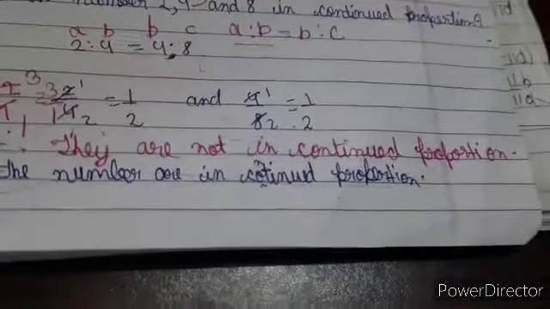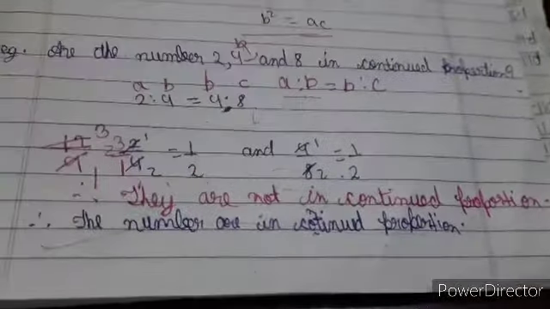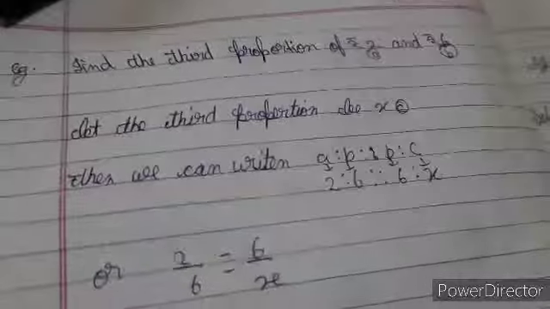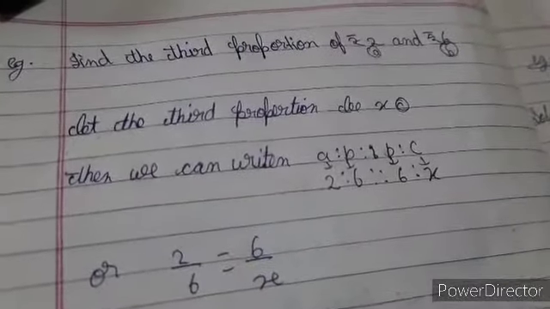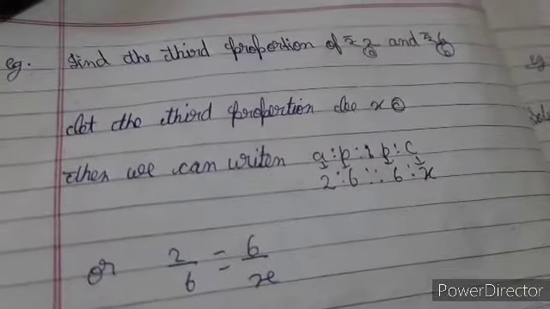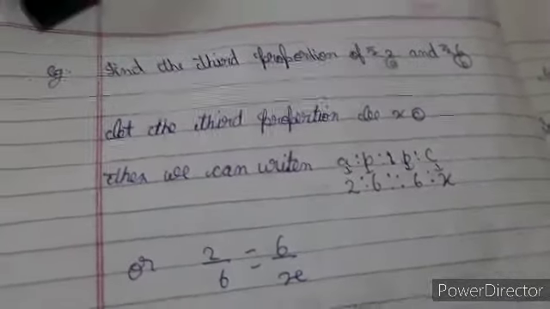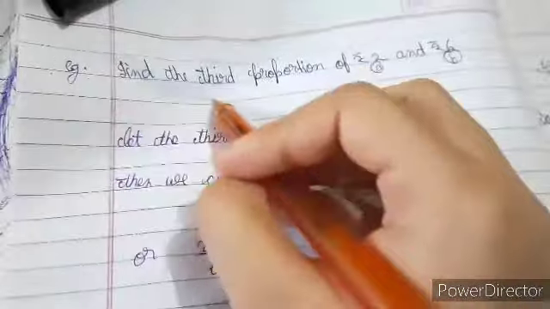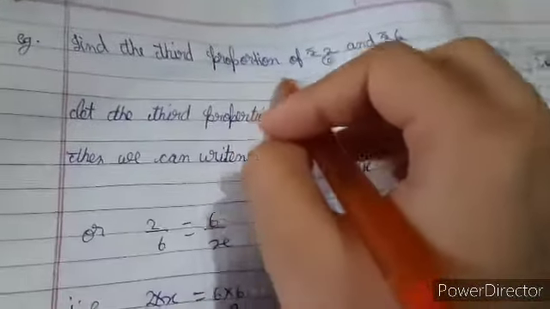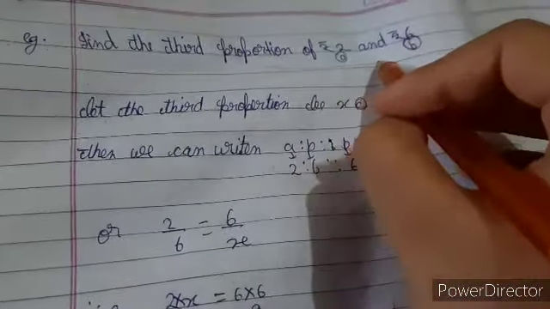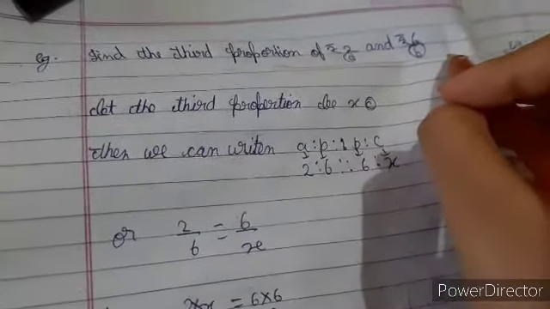So now you can understand. Students, let us solve one more example. Find the third proportion of rupees 2 and rupees 6.